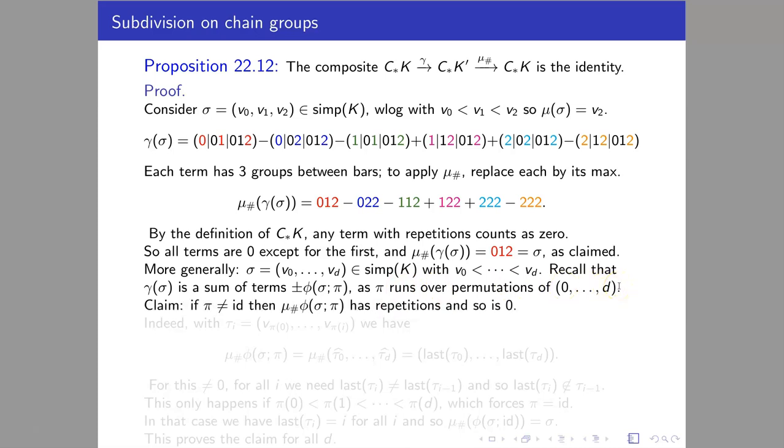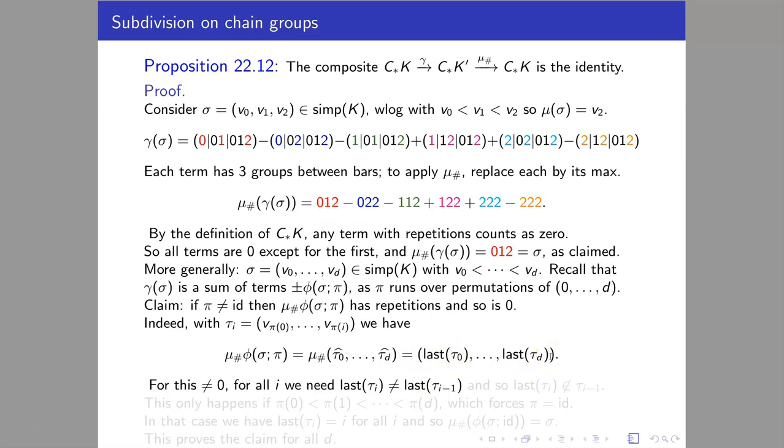We want to claim that most of these are actually just giving us 0. Okay, we look at mu hash phi sigma pi. It's going to have repetitions, like all these terms over here have repetitions, and so counts as 0 in the chain group. To see that, let's use the notation tau_i for v_pi(0) up to v_pi(i). Then this term that we've got here, mu hash phi sigma pi, is mu hash of tau_0 hat up to tau_d hat, which is the last vertex of tau_0 up to the last vertex of tau_d.